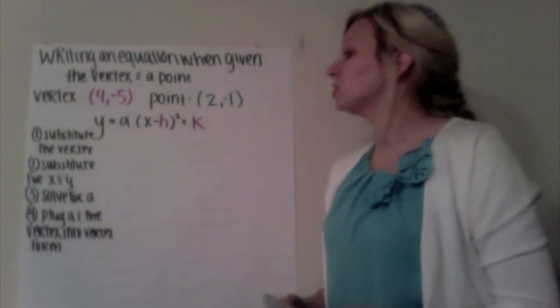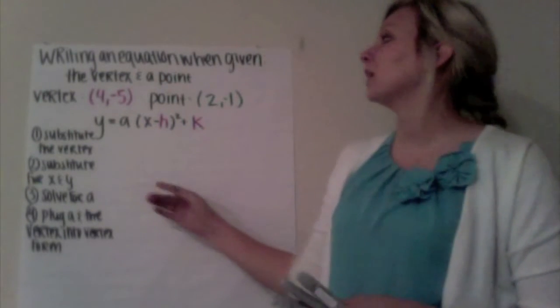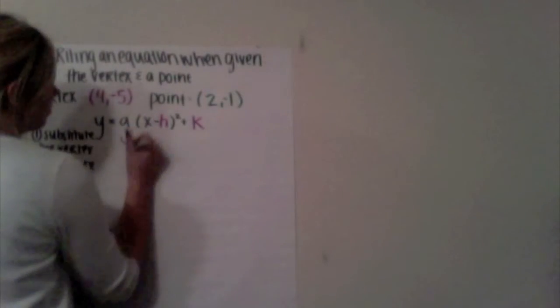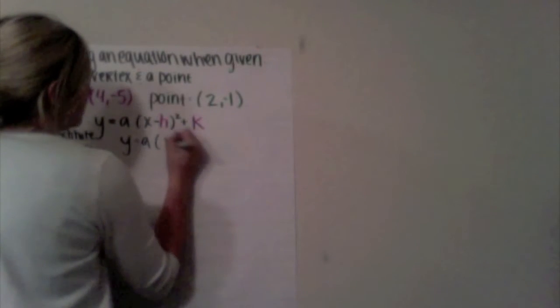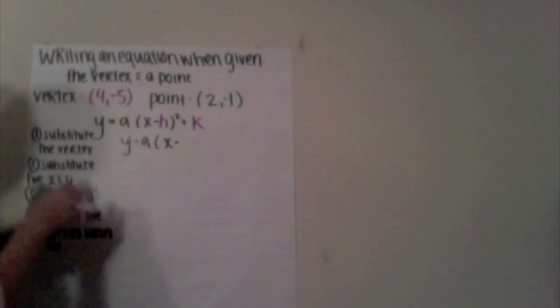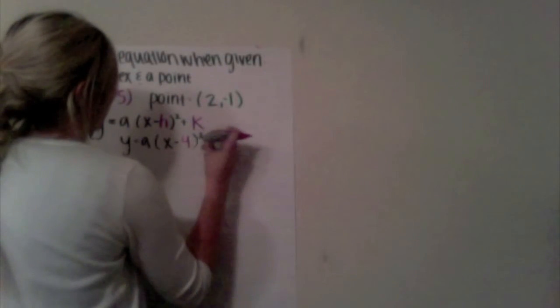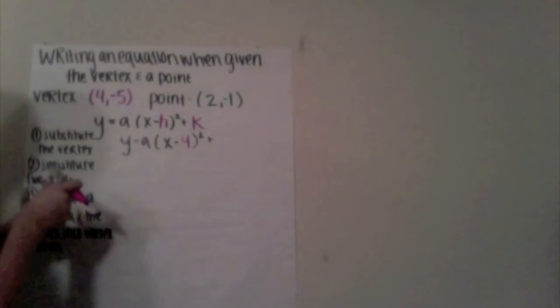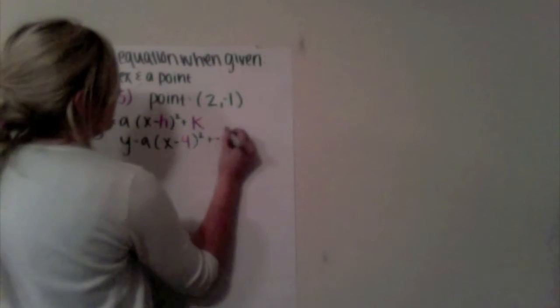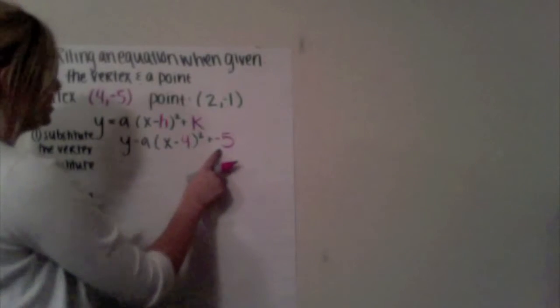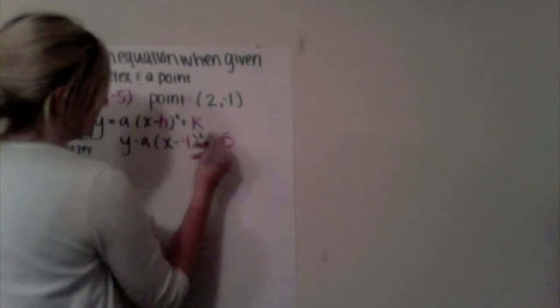We're going to start, and step number one is we're going to substitute the vertex into this equation. So we're going to go ahead and write y equals a times x minus the h value, or the x coordinate of your vertex, which in this case is 4, squared, plus the k value of your vertex, which in this case is negative 5. So this plus negative 5 really means that this is just a minus 5.